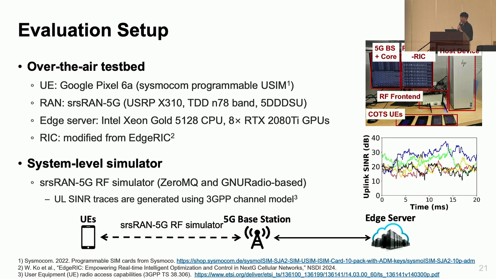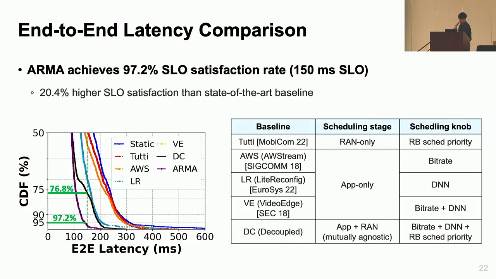We evaluated ARMA over two real-world testbeds. One is an over-the-air testbed composed of commercial off-the-shelf smartphones and the srsRAN 5G stack over USRP. We also implemented a system-level simulator leveraging srsRAN's RF simulator for more reproducible and controllable channel state manipulation, as well as to support a larger number of UEs. I'll briefly walk through the key results.